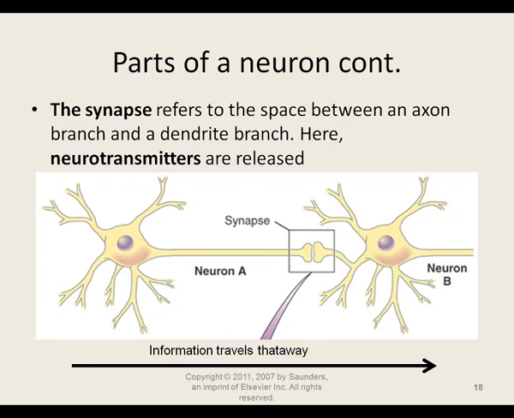That is where neurotransmitters, substances called neurotransmitters, you may have heard of them, are released, right there at the synapse. And the synapse is how neurons communicate with one another.